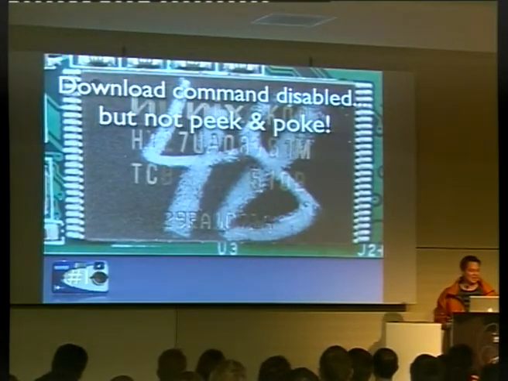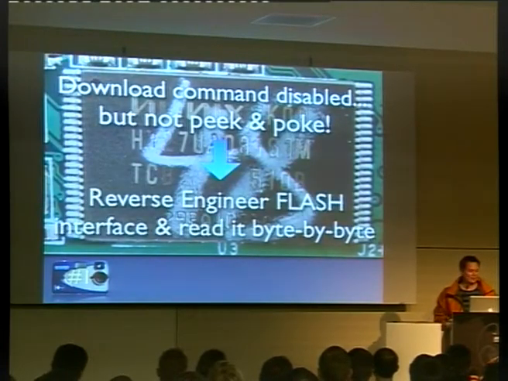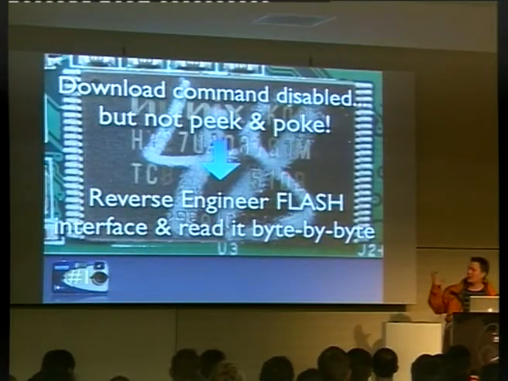The download command was disabled, but peek and poke, the low-level read-write commands, were not disabled. So what did we do? We reverse engineered the flash interface, and we read the whole flash byte by byte, undid the wear level algorithm, and then got a file system we could mount, and we got our pictures. So first vulnerability.